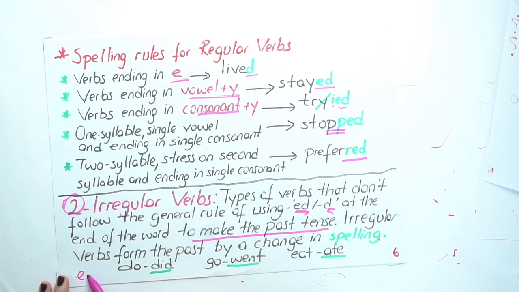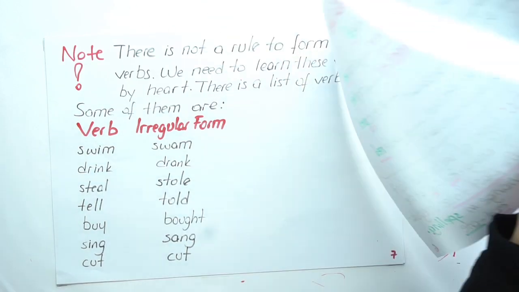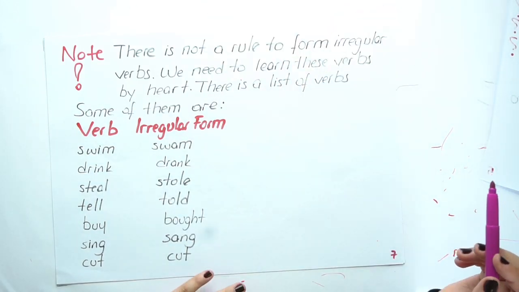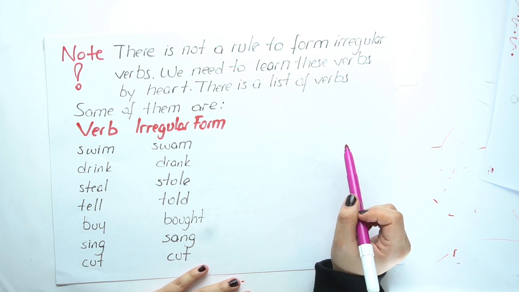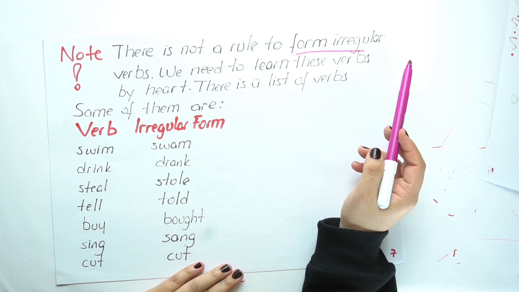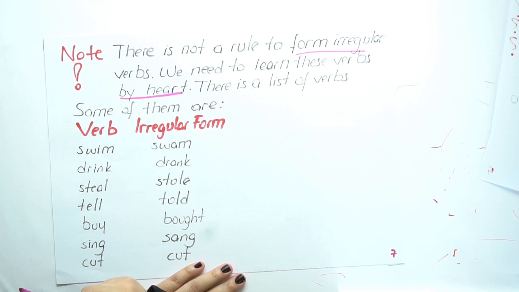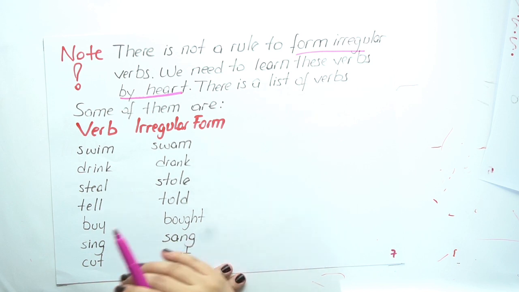Let's look at the examples. Do, did. Go, went. Eat, ate. There's a note here. There is not a rule to form irregular verbs. We need to learn these verbs by heart. This is important. No other way. We're just going to learn them by heart.